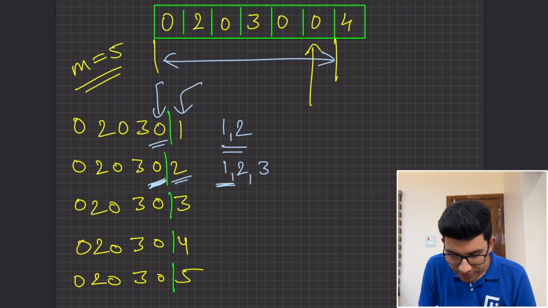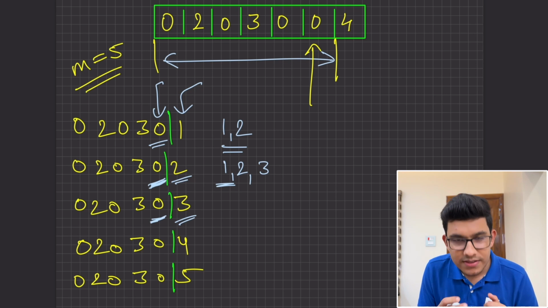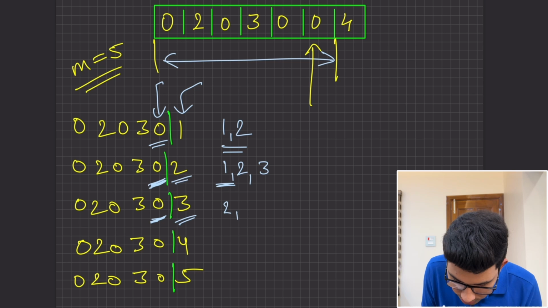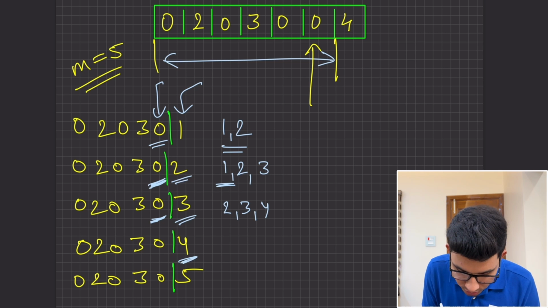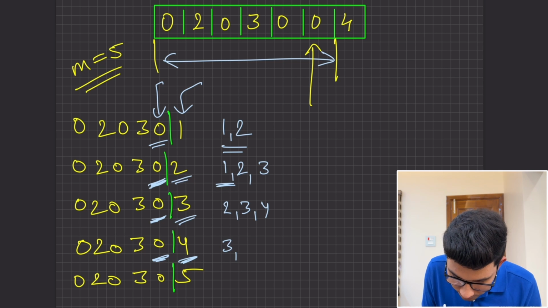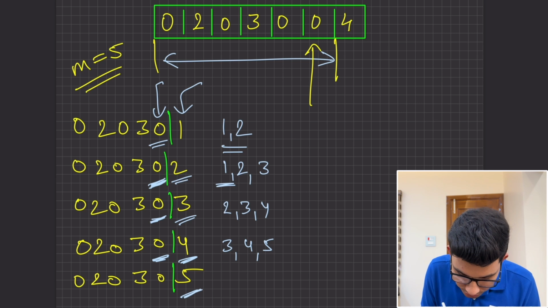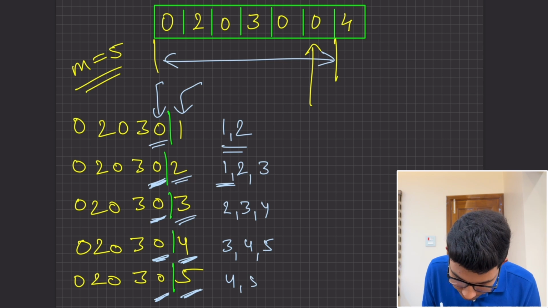Right, now similarly, let's suppose there is a 3 here, what can you fill at this position? You could fill a 2, 3 or a 4. Similarly, if there is a 4, you could fill it with a 3, 4 or a 5. If there is a 5, you can only fill it with a 4 or a 5.